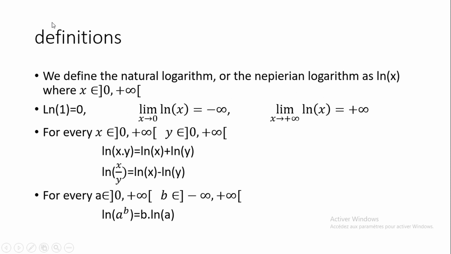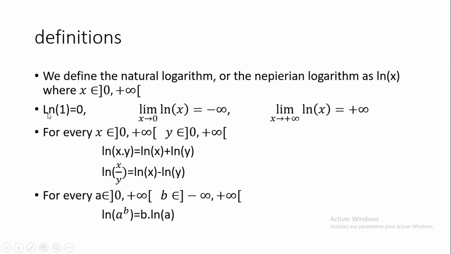So definitions, we define the natural logarithm or the Neperian logarithm as ln of x. So instead of writing f of x of a general function f, we write ln of x, where x is strictly positive numbers, so it must be strictly superior than 0. So we have some rules here.